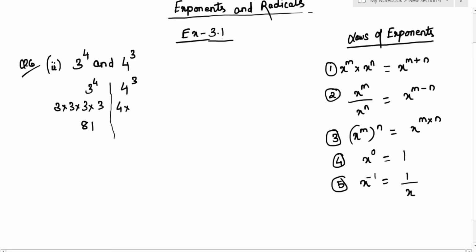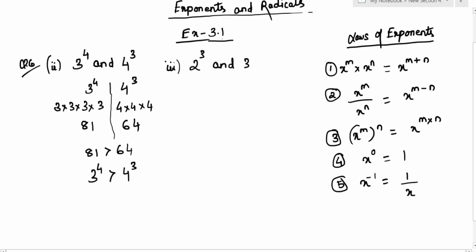Here it will be 4 into 4 into 4. 4 4s are 16, 16 4s are 64. So here we can see that 81 is bigger than 64. That means 3 to the power 4 is bigger than 4 to the power 3. Next is 2 to the power 3 and 3 to the power 2.